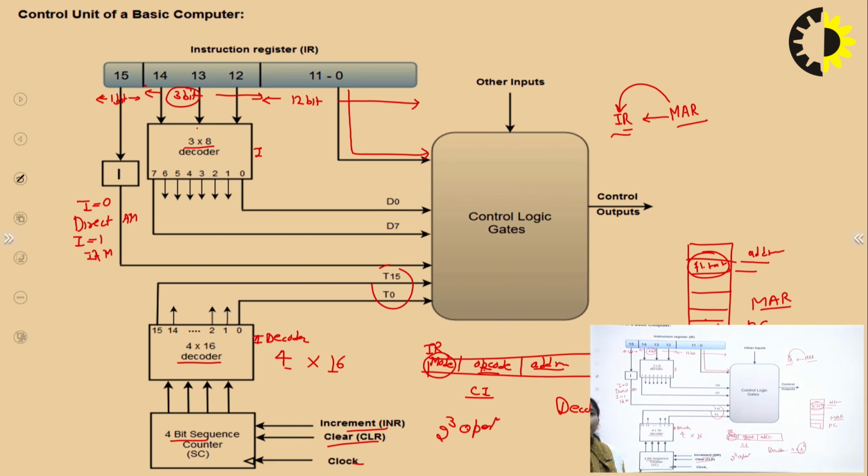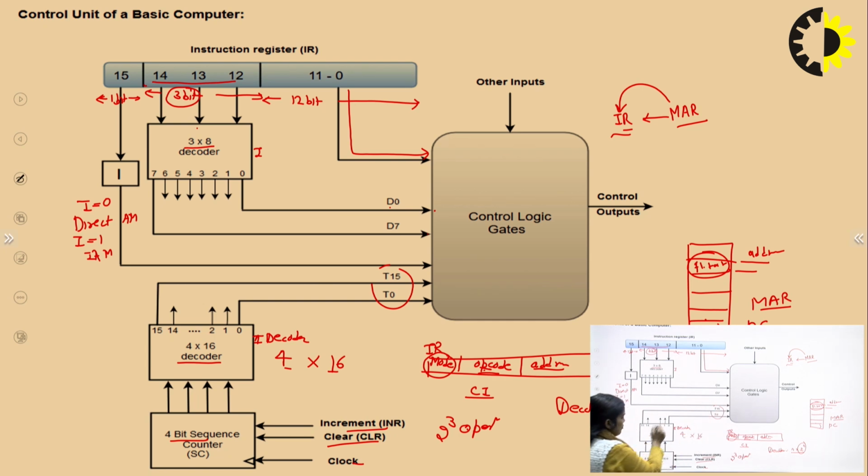When the control unit is designed with the help of the encoder, decoder, multiplexer, or combinational and sequential circuits, then it is called a hardwired control unit. So this diagram is about the hardwired control unit. There is an instruction register, 2 decoders, 1 sequence counter, and the control logic gates. Control logic gates get the input from the opcode, and this opcode goes to the 3x8 decoder, and this goes to D0 to D7.